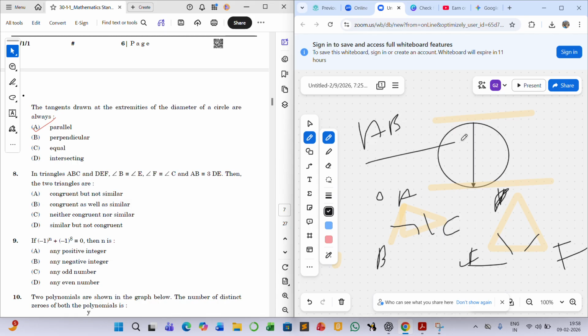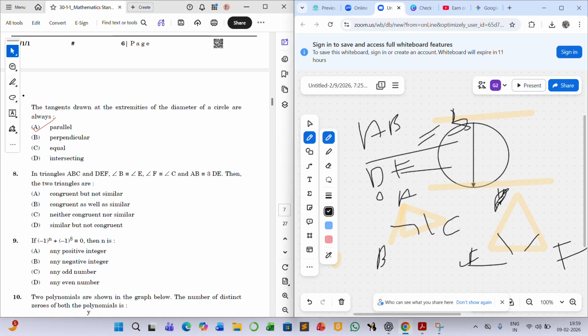That means AB upon DE is equal to 3, right? So see, here is one thing. Both triangles are similar because we can apply the AA condition. If two angles are equal, then by AA they are similar. Now we have to check whether they are congruent or not.